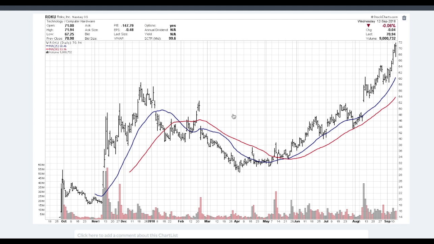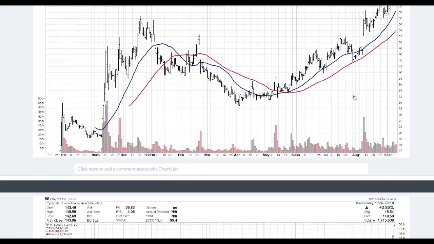Now here's Roku. This is an interesting company. I own the device myself. This type of technology is revolutionizing the TV industry, just along with Netflix and so forth. Roku hit an all-time new high. The stock is really doing well, on fire.